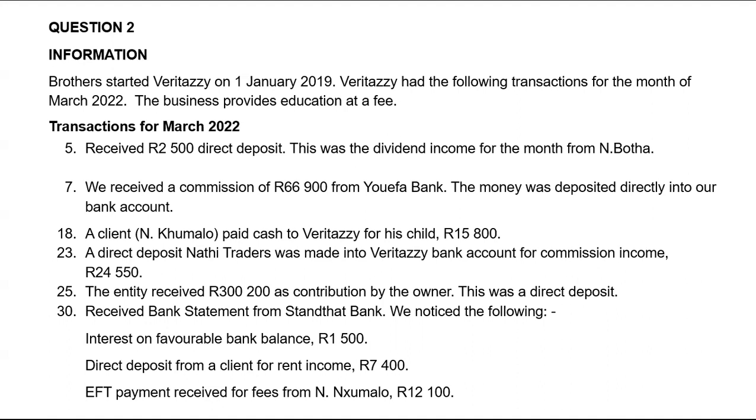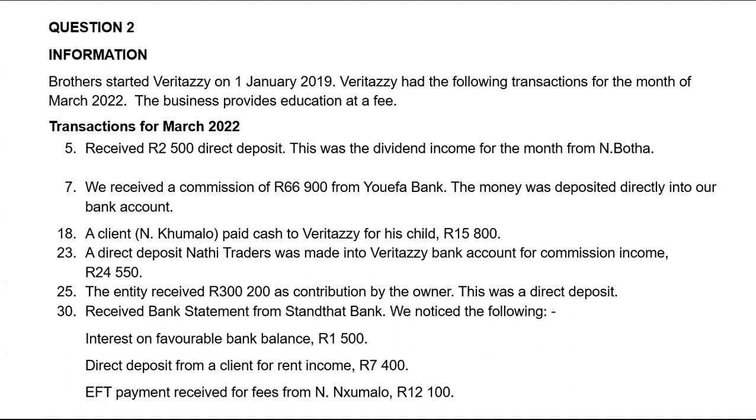Now, the first transaction for March 2022, which happened on the 5th, says that we received 2,500 direct deposit. This was the dividend income for the month from N Botha. Now, because we received cash, all cash received will be recorded in the cash receipts journal. How do we record that transaction?